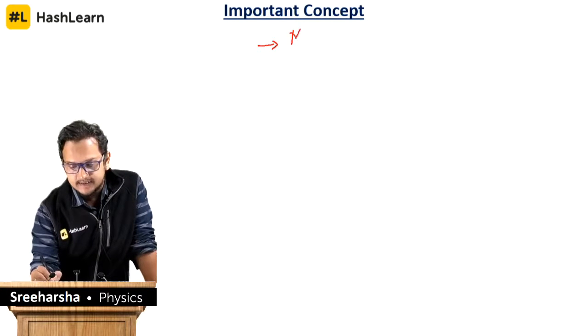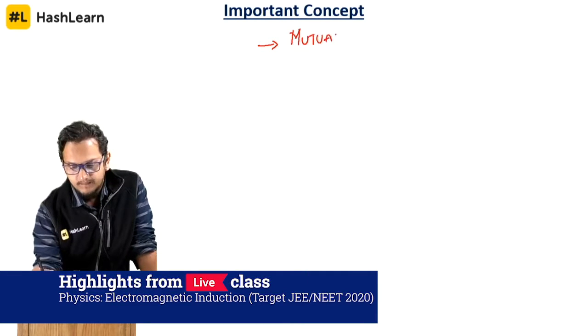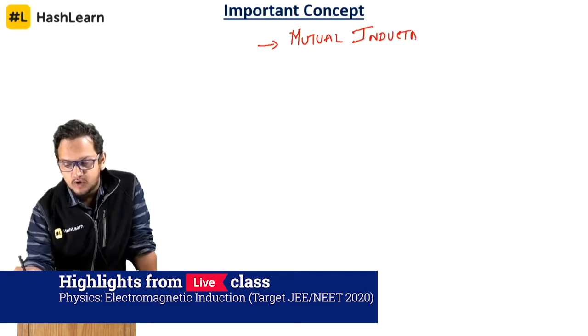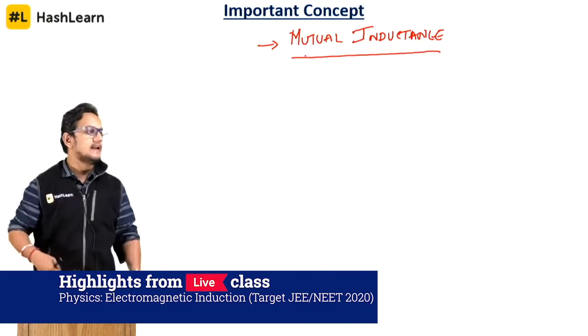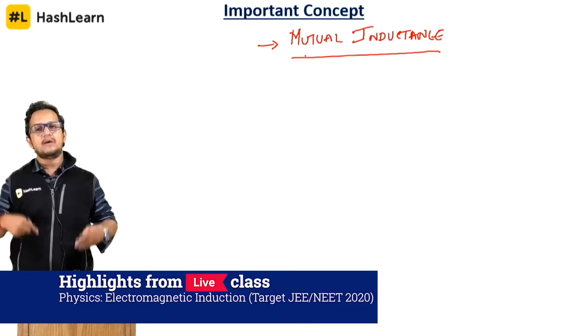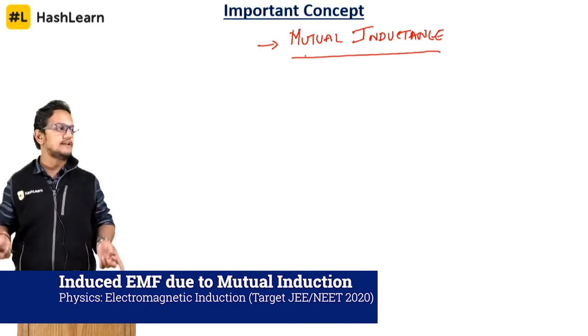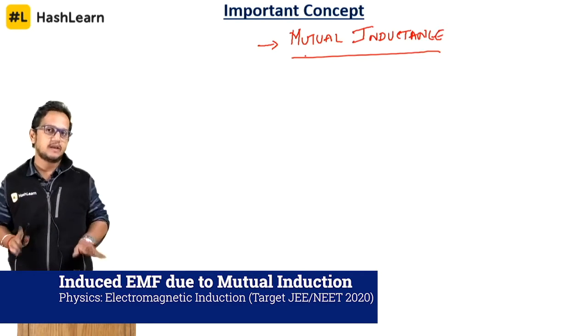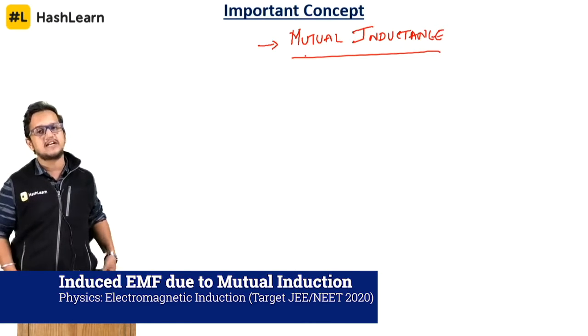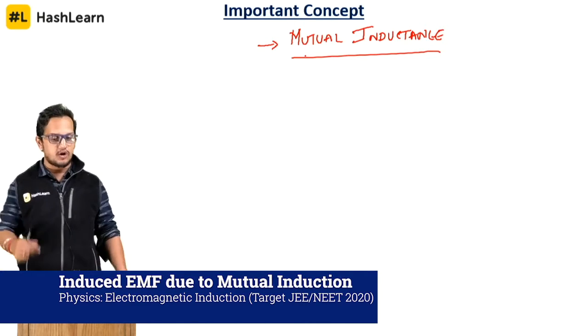Mutual inductance. So mutual inductance and self-inductance are almost the same, with the small difference that self-inductance is because of the same coil, whereas mutual inductance is because of two different coils.